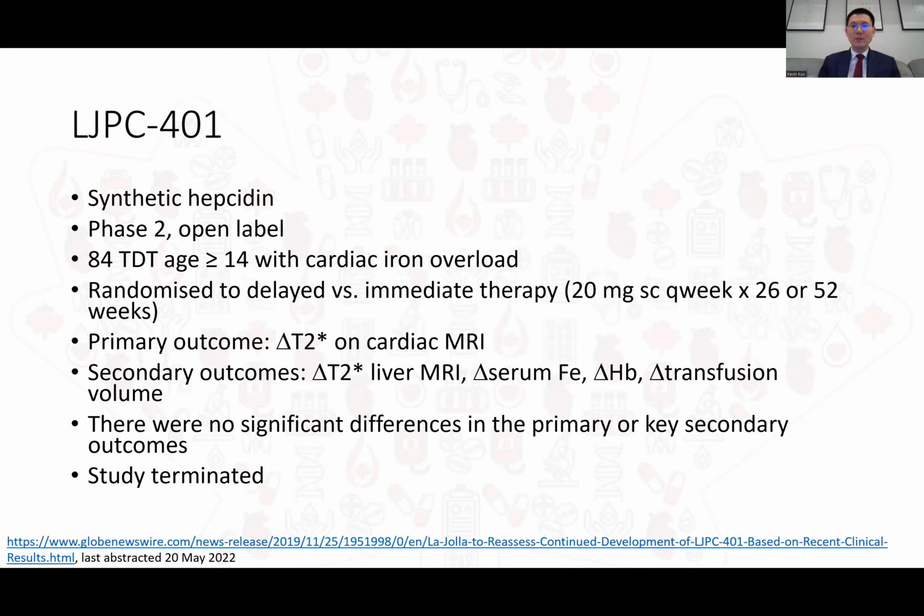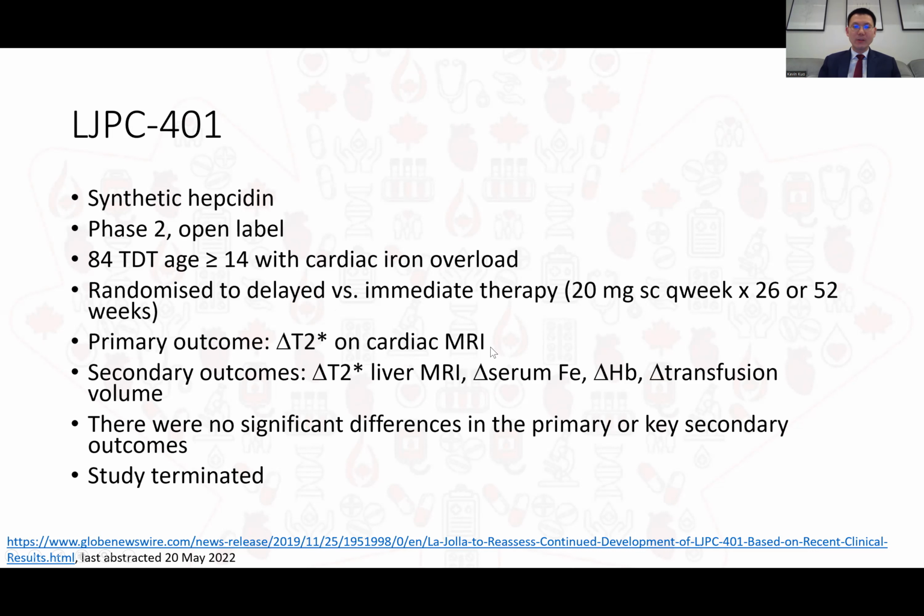Next, we move on to LJPC-401. This is a synthetic hepcidin, and in the phase 2 open-label study of 84 transfusion-dependent thalassemic patients ages 14 and over with cardiac iron overload, patients were randomized to either delayed or immediate therapy, delayed being the first 26 weeks on standard of care, and the next 26 weeks on LJPC-401, 20 milligrams subcutaneously weekly. In immediate therapy, patients are put on LJPC-401, 20 milligrams subcutaneously every week for 52 weeks.